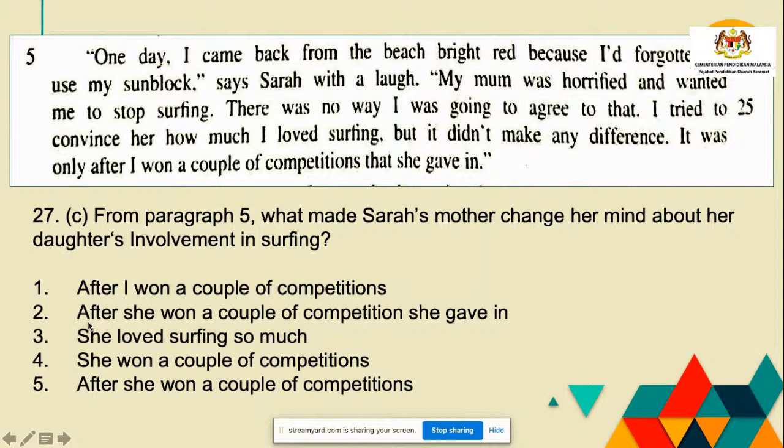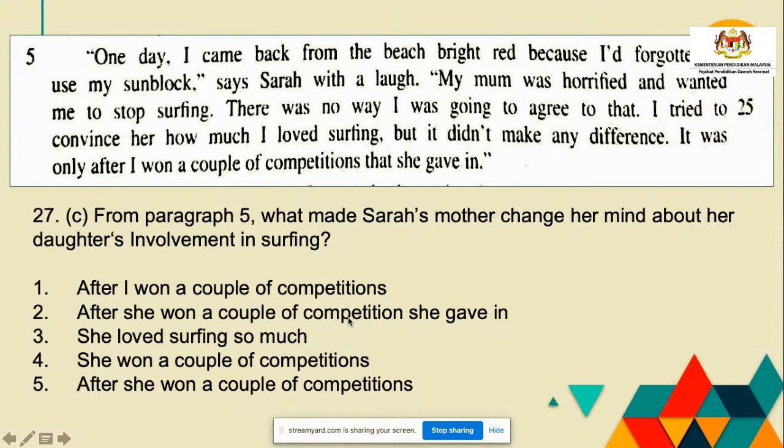Okay, now number two. After she won a couple of competitions, she gave in. Okay, ni dah betul dah ni. Dah tukar kan? Dah tukar dah pronoun. Tapi kenapa jawapan ni salah? Kenapa number two is not acceptable? Because we don't know, okay? Because we don't know whether she is Sarah, whether she is mak dia. So sebab ayat ni nampak macam satu ayat yang sama sahaja walaupun awak dah tukar. So maksudnya bila nak tukar pun kena hati-hati.